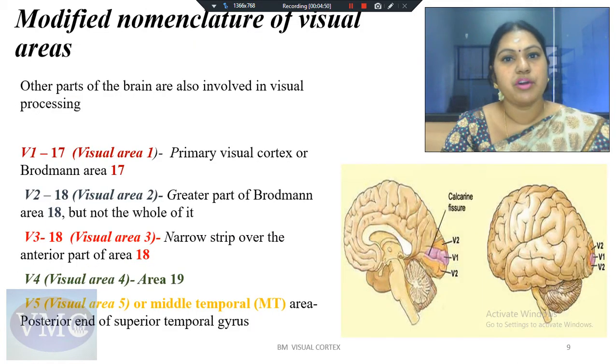So we have a modified nomenclature of the visual areas. Not only the primary areas and secondary areas, some other parts of the brain are also involved in visual processing. So you can see here other parts of the brain are also involved in visual processing. We know V1, V2, V3. You have V4, area 19, and V5, which is visual area 5. And this is important, it is in the middle temporal lobe. What is the importance? We will go into it later in detail.